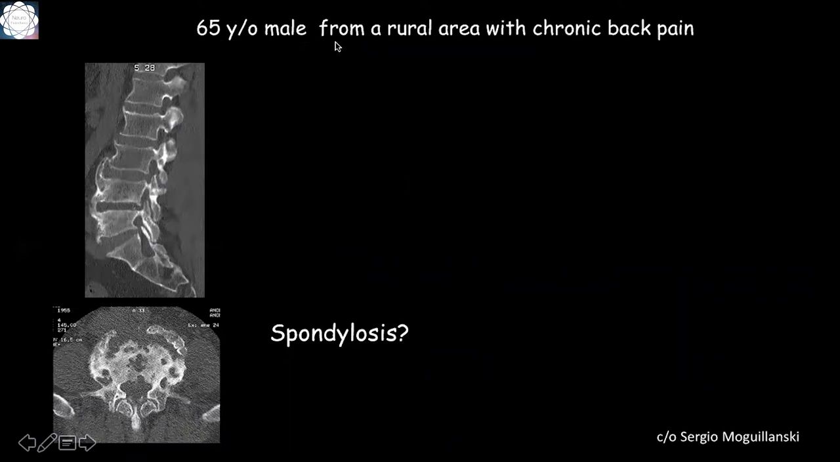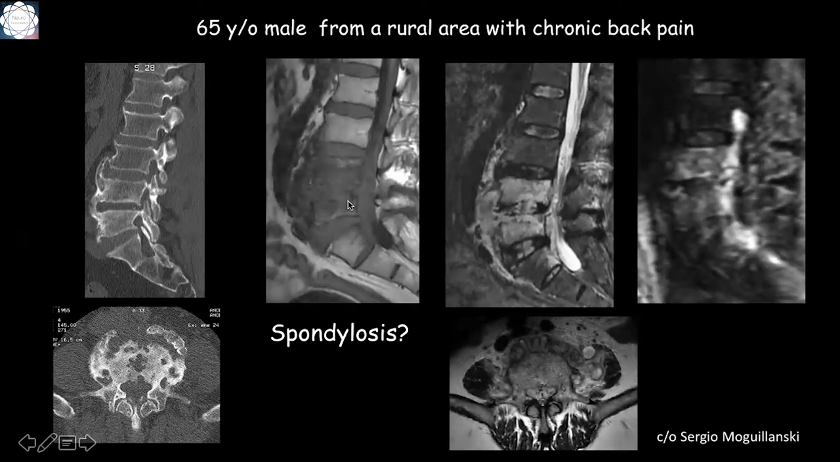Here you have a 65-year-old male from a rural area with chronic back pain. And you can see on this sagittal reformation of a CT scan, the presence of degenerative changes, bony spurs. But on axial, you can see that there are very marked changes, osteolytic and osteoblastic, at this level. We did an MR, and now you see the very large compromise of two adjacent vertebral bodies with hyperintense signal intensity on T1, relatively diffuse hyperintensity on STIR, some restriction, especially at the level of the epidural tissue, and the extension of this process to the perivertebral space. You can think of a spondylosis because of these spurs, but this case was brucellosis.